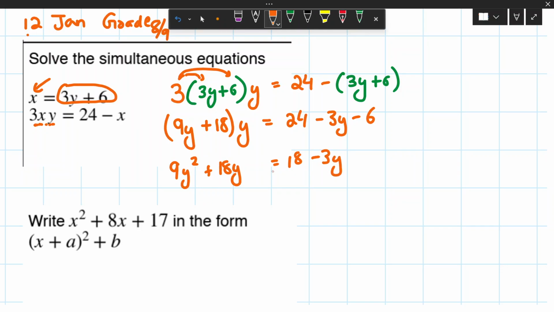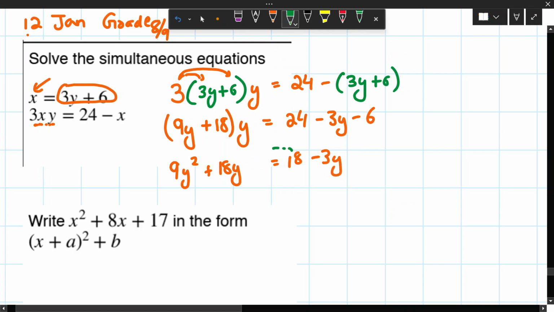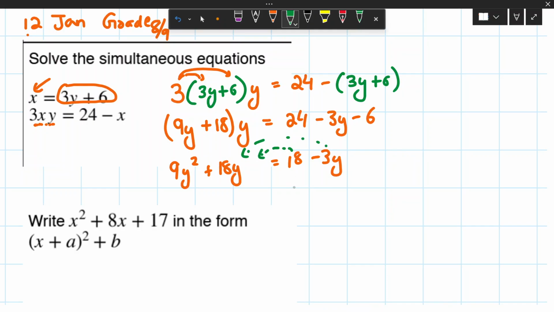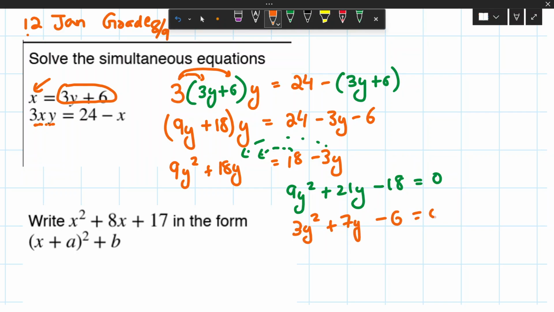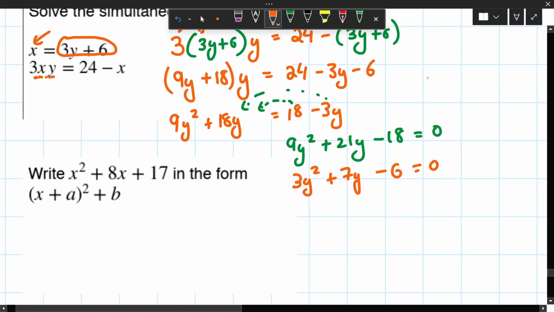Looks like a nice, neat quadratic equation. So if we try to collect all the terms, we're going to kick the 18 onto the other side and the 3y as well onto the other side. We get 9y squared plus 3y plus 18, that becomes plus 21y, and then minus 18 is equal to 0. Straight away, we can divide by 3, to make life easier. So let's do 3y squared plus 7y minus 6 is equal to 0. I don't think we can do anything more, so we're going to have to try to factorize this.